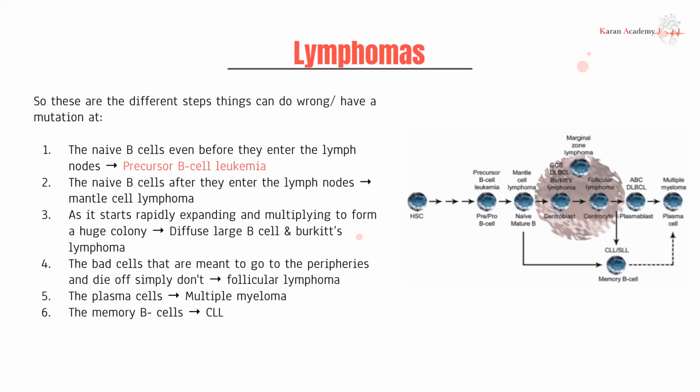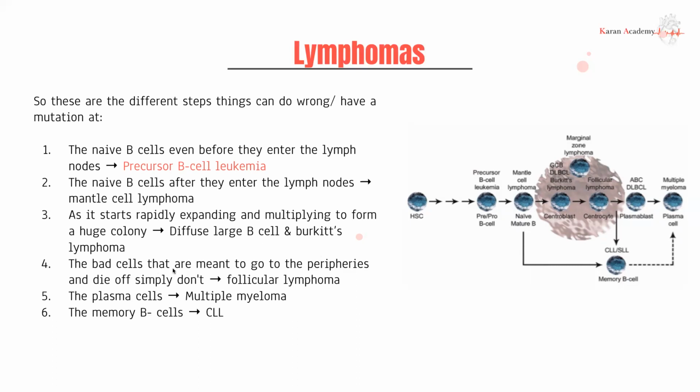Does that make sense? You then have the naive B cell that's just entered the lymph node, and that's going to be called a mantle cell lymphoma. It's called a mantle cell because it is formed in the periphery, or the mantle zone. Then as the cells start rapidly multiplying and forming huge colonies, you can have 2 types of lymphomas: diffuse large B cell and Burkitt lymphomas.